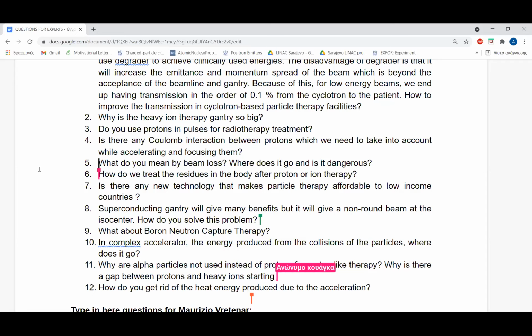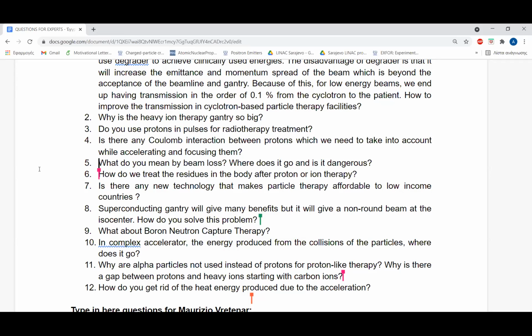How do you treat the residues in the body after proton or ion therapy? I don't understand this question so much. What is residues in the body? Maybe it's that the particles actually cross the body, and then when they are at very low energy, they remain there. It is only an electric charge, nothing particularly harmful. So I hope that this was the sense of the question.